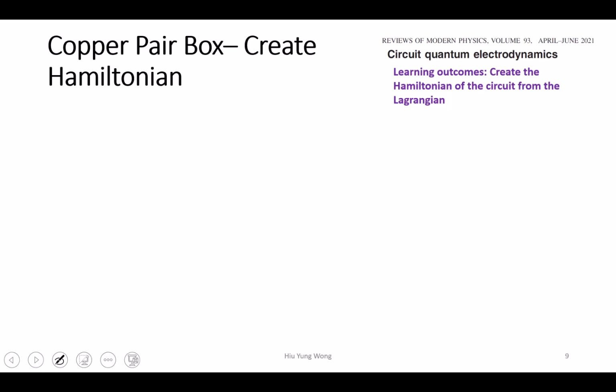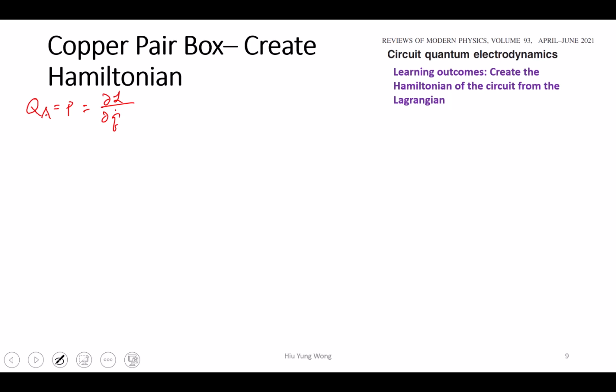Let's first check. As we discussed earlier in the LC tank, we already know that it must be the Q, right? QA is the momentum. But how do we find it? We find it by taking the partial derivative of the Lagrangian with respect to the generalized velocity. That is the definition, what we learned a few lectures ago. That is how you find the generalized momentum.